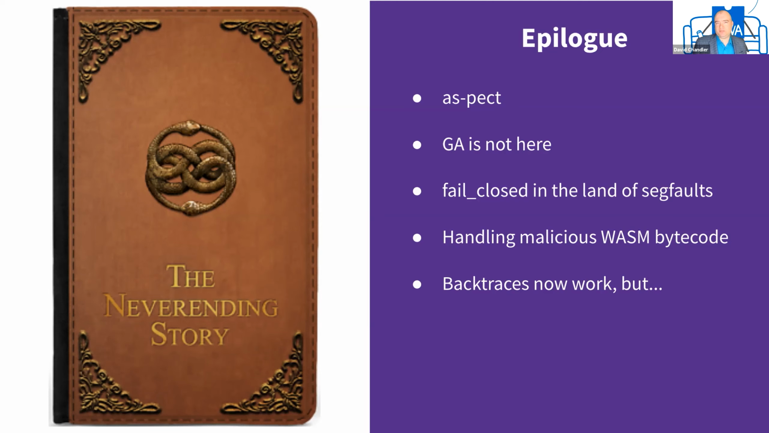GA is general availability. Someone please correct me if I'm wrong, but I don't think we're there yet. And part of that might be because of the edit, compile, segfault, cry cycle.